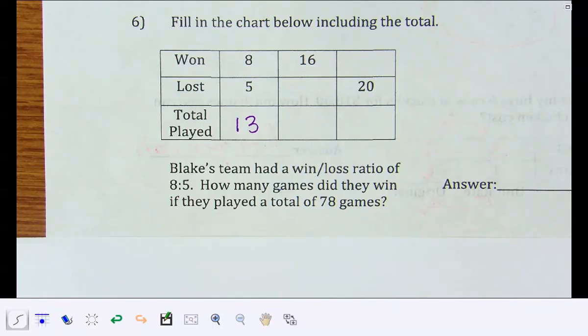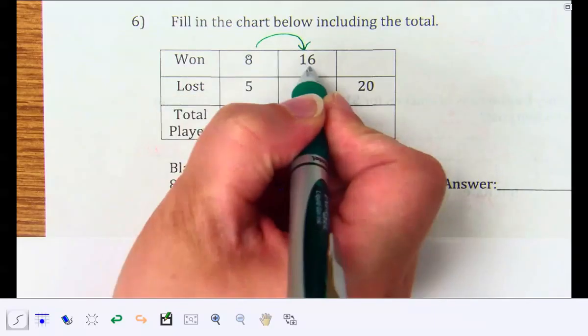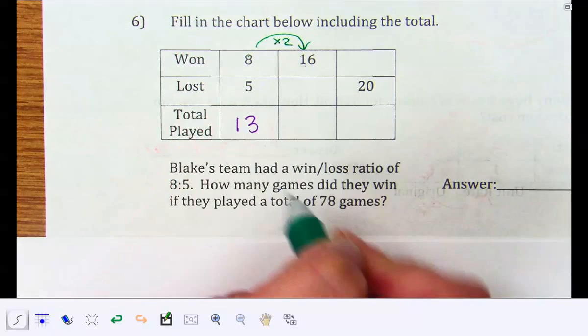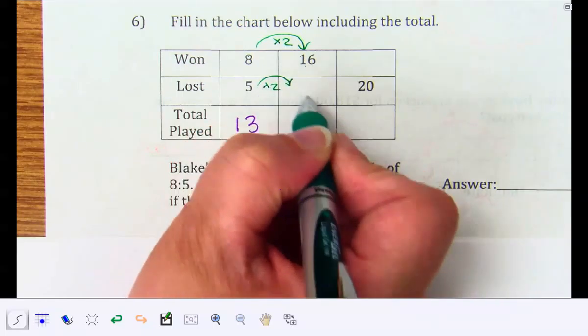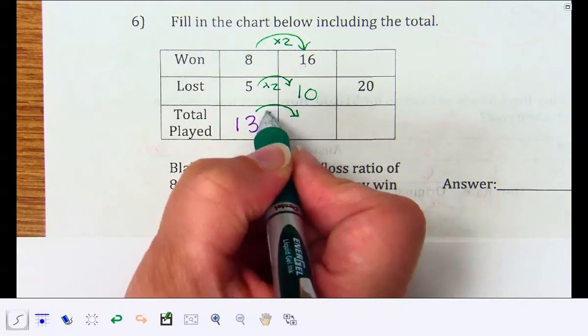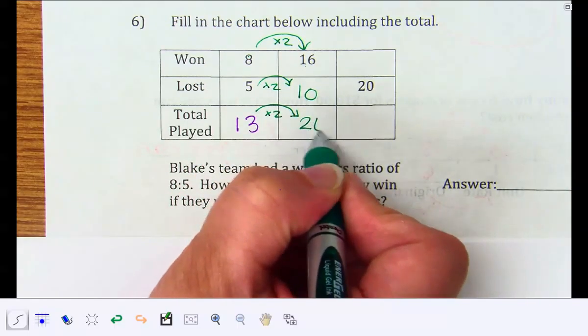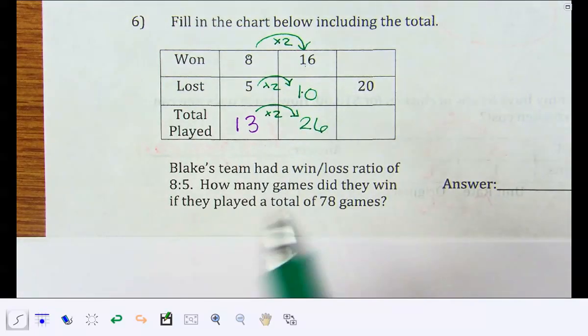Okay, well, I can see that going across, I can multiply 8 times 2 to get 16. So then I can do that here as well. 5 times 2 is 10. And 13 times 2 is 26. And I'm going to check. Does 16 plus 10 equal 26? And it does. So that answers that second column for me.